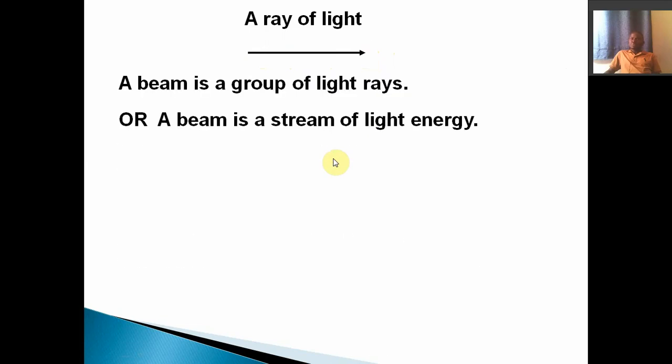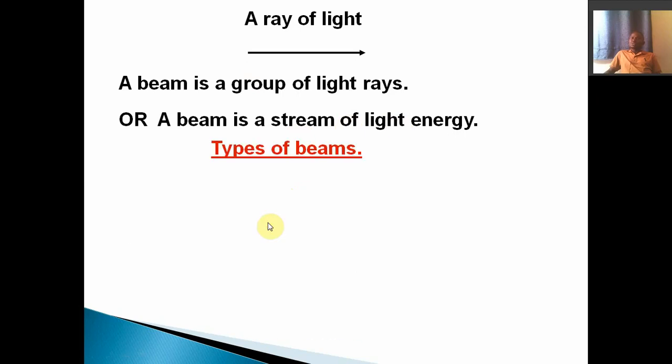What about a beam? A beam is a group of light rays. Or we can say that a beam is a stream of light energy. So when you combine 1, 2, 3 light rays, what you form is what we call a beam. A beam is formed by several light rays. So when you combine several light rays, 1, 2, 3, 4 light rays, yes, they form what we call a beam, or a stream of light.